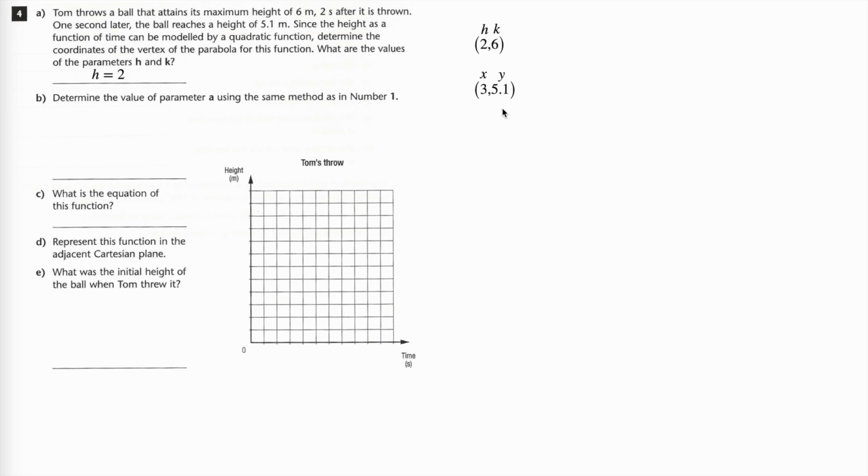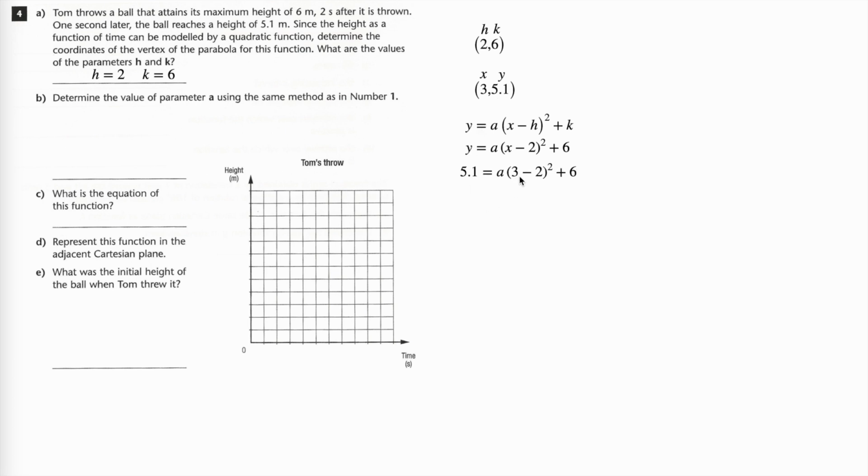I'm going to plug this into the standard form of the equation. We go back here, the h was 2 and the k was 6. My standard form of the equation is y is equal to a times x minus h all squared plus k. I'm going to replace the h with 2 and the k with 6. So we have y is equal to a times x minus 2 all squared plus 6. Then to find the a, I'm going to replace the x with 3 and the y with 5.1.